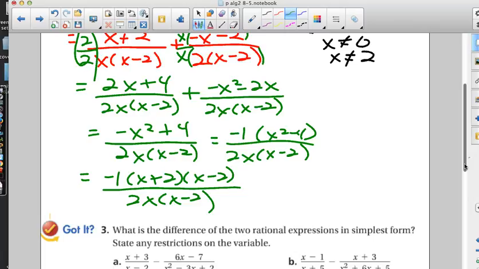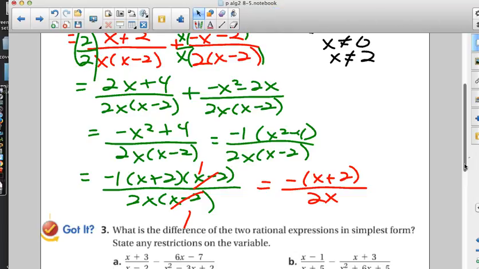And the x minus 2 will cancel out. Now we don't need the 1, but we definitely need the negative. So negative, and then parentheses, x plus 2 over, and then we just have a little 2x in our denominator. But again, no new domain restrictions because we took care of that. All right.